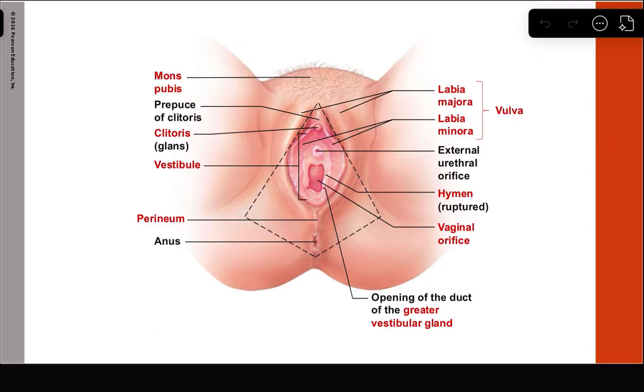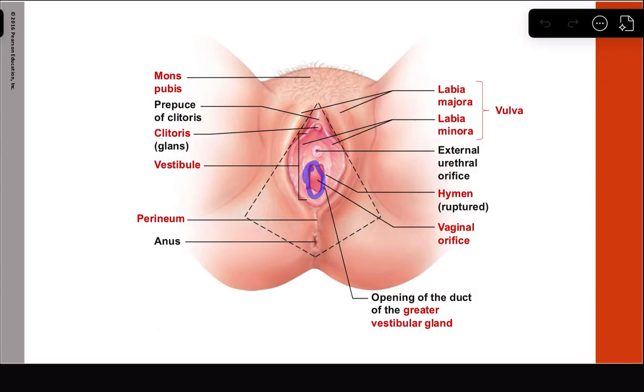Next, we're going to move into what's called the vestibule. Okay, and the vestibule, as you can see over here in this image, is going to be that region located between the two labia minora. Okay, so all that whole area over here. And from anterior to posterior, it contains the clitoris, the external urethral orifice, and the vaginal orifice.